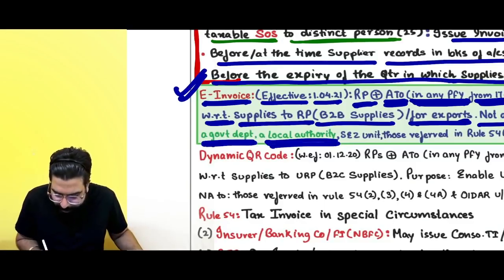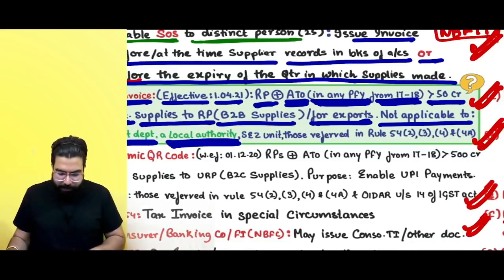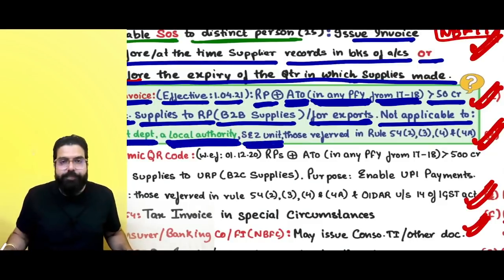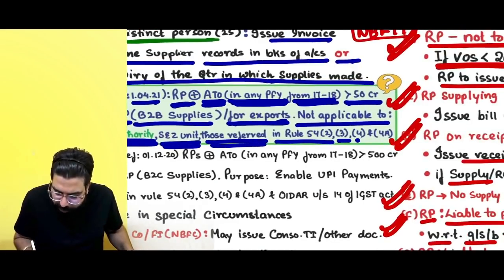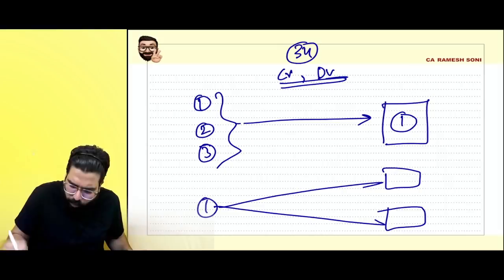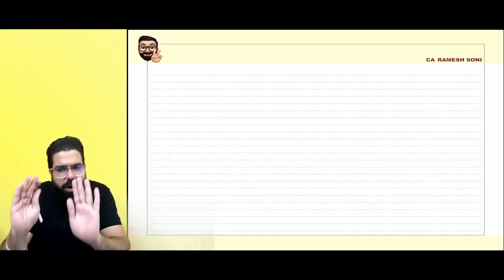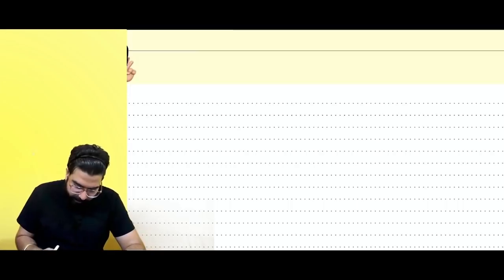For a government department and a local authority, e-invoicing provisions are not applicable. Then an SEZ unit, then those referred to in rule number 54, sub-rules 2, 3, 4 and 4A. Sir, it means e-invoicing provisions are not applicable to what? Remember always, I have given the crux in the chart.